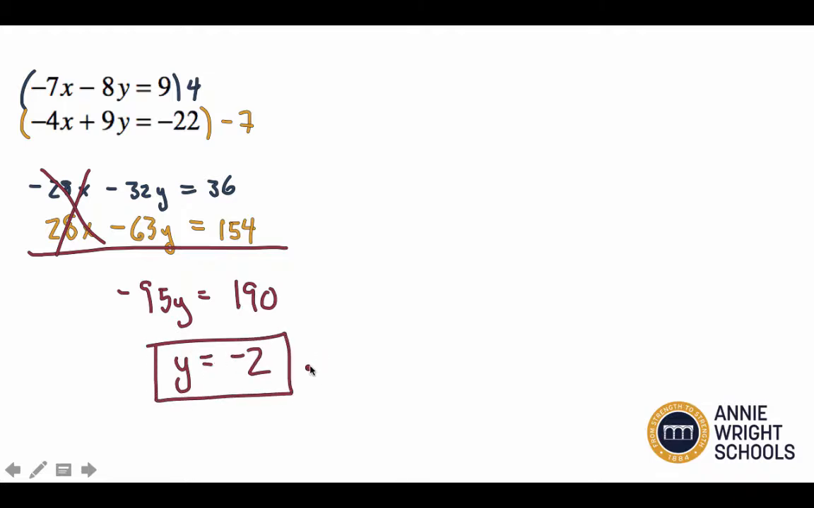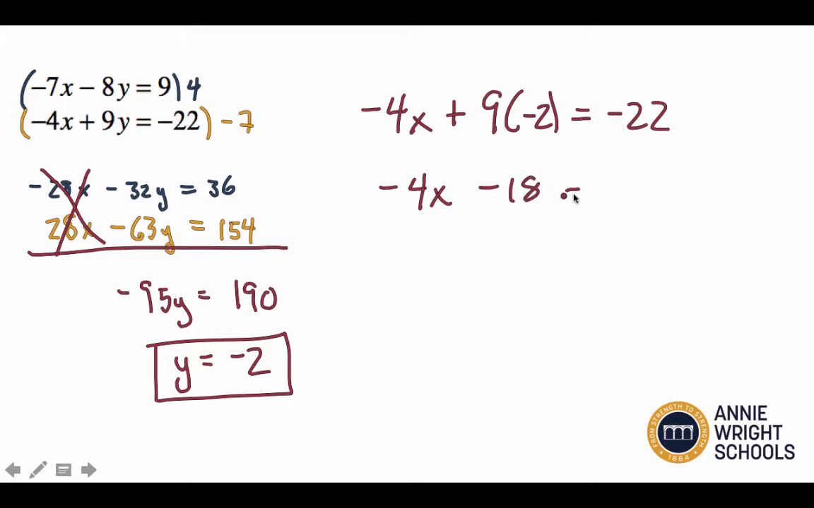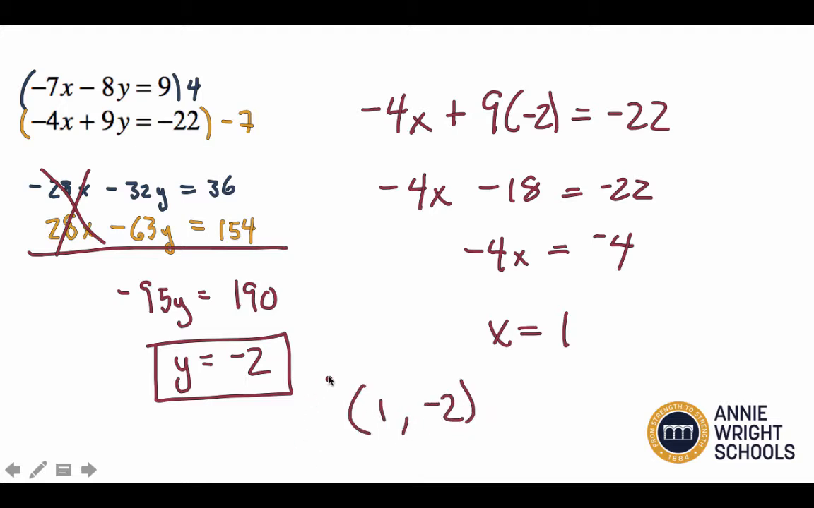Now, once you get that, you have a choice. You can come back here and eliminate again for y this time and solve for x, or you can substitute that in and solve for x. And I think that's what I'm going to do. I don't think that'll be too difficult. So negative 4x plus 9 times negative 2 equals negative 22. That's negative 4x minus 18 equals negative 22. That's negative 4x equals negative 4. And then that's x equals 1. And so you get the point 1 comma negative 2. And we're done.